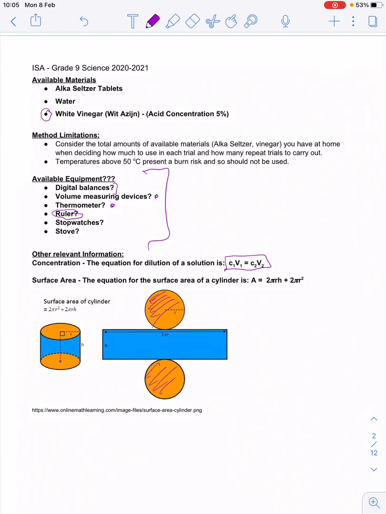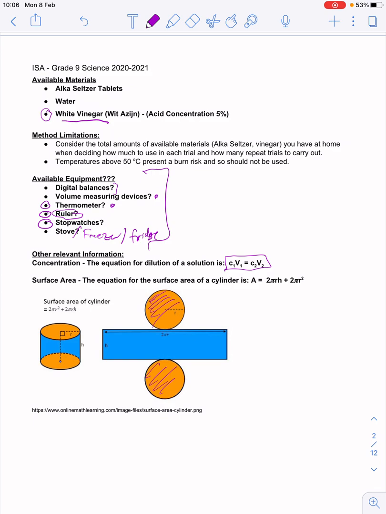Okay, so by now, hopefully you've got Alka-Seltzer tablets at home. I'm sure you have access to water. Depending if you choose concentration as your factor, you're going to be using white vinegar to adjust the acid concentration. Other equipment that you probably have at home: something to measure temperature in your kitchen, a ruler if you're doing surface area, stopwatches for measuring time of the reaction. A stove is probably the best option in terms of warming things up, changing the temperature. Also, I suppose a freezer and a fridge in terms of cooling things down. You've got ice as well.